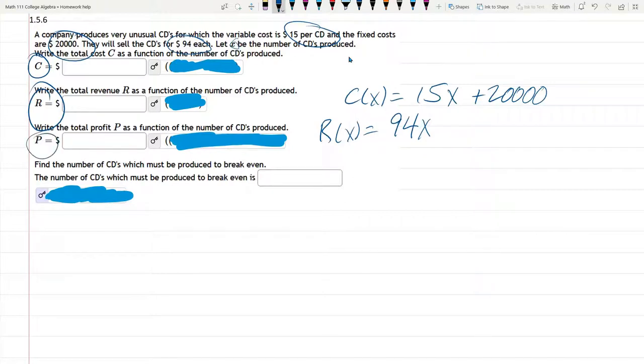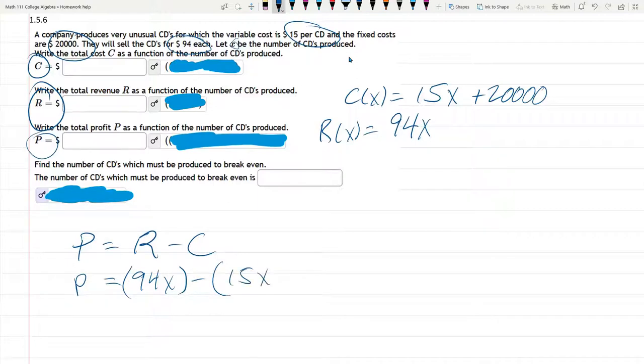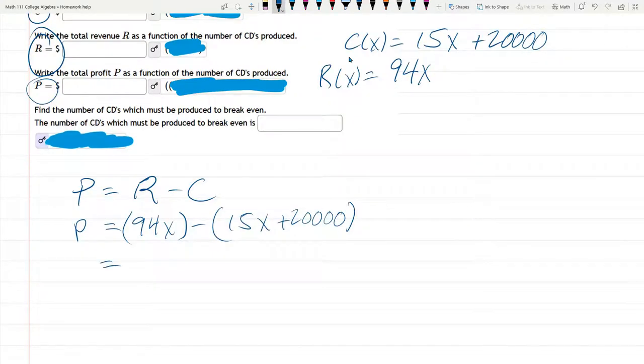Now we have profit, and profit is always, oop, the other way around, revenue minus cost. And we have our revenue, 94x, minus, now the cost function has two parts, 15x plus 20,000. We can simplify this down. 94 minus 15 is 79, hopefully, 79x. And minus, that negative sign distributes to both of those, so it's minus 20,000. All right, so that's profit. That takes care of this last one right there.